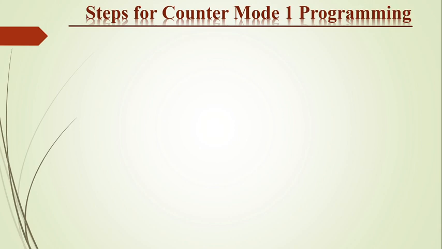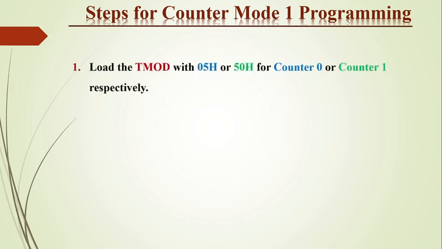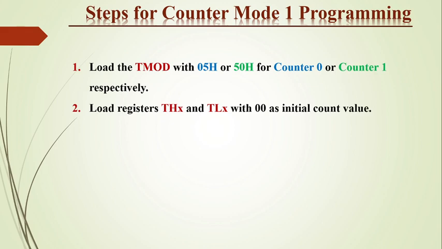Steps for counter mode 1 programming. So we have to load the TMOD with the values 05H or 50H for counter 0 or counter 1 respectively to use them in mode 1. Now load the registers THX and TLX with 00 as the initial count value. So we have to just initialize these two registers equal to 00 to start counting from 00.